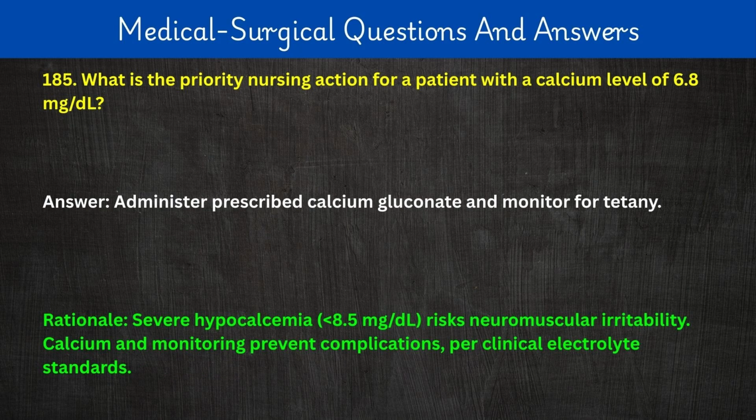185. What is the priority nursing action for a patient with a calcium level of 6.8 milligrams per deciliter? Answer: administer prescribed calcium gluconate and monitor for tetany. Rationale: severe hypocalcemia, less than 8.5 milligrams per deciliter, risks neuromuscular irritability. Calcium and monitoring prevent complications, per clinical electrolyte standards.